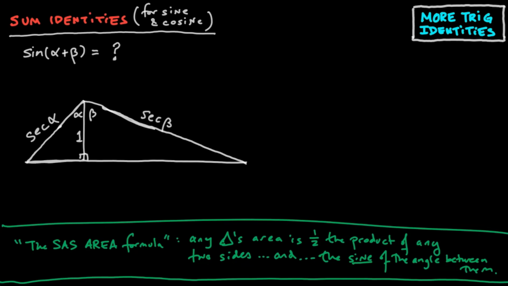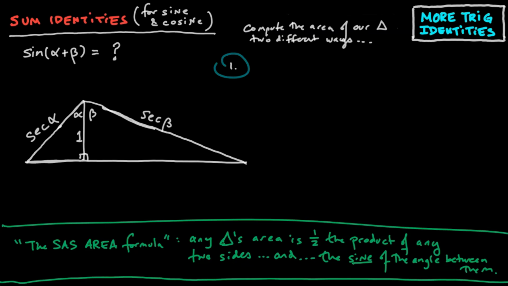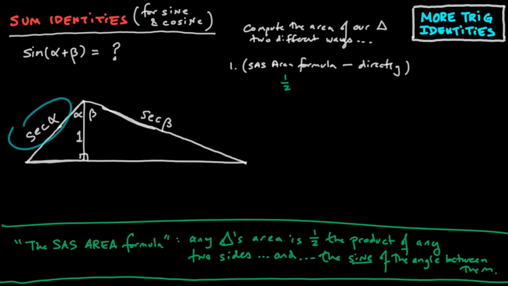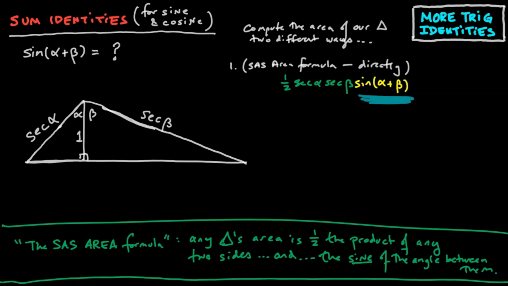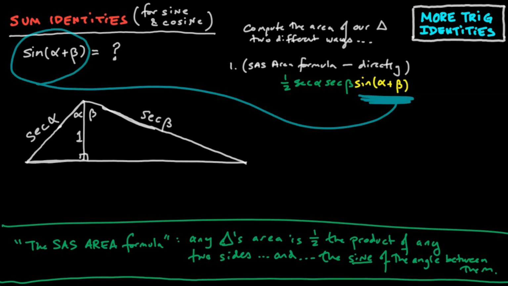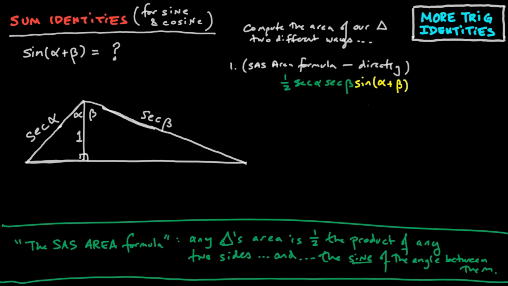What we want to do is compute the area of our triangle in two different ways. The first way is going to be by using the SAS area formula directly. When we do that, we know that the area is going to be half the product of any two sides, so that'll be secant alpha, secant beta, times the sine of their included angle, which is alpha plus beta. So times the sine of alpha plus beta. That's the thing we want. So we're very happy to see that in one of our two expressions for the area of this triangle.